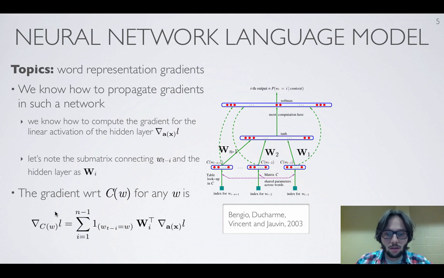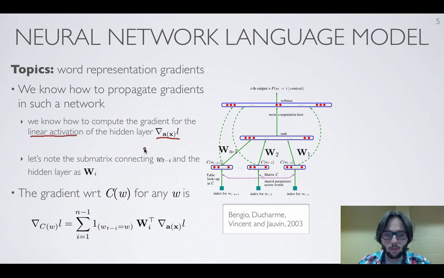Now, a few words about actually performing backpropagation in this model. Now, we already know how to compute the gradients of, in particular, the linear pre-activation of the hidden layer, which is just this. So L would be the loss we're optimizing. We're optimizing the negative log likelihood, so minus the log of the probability of the next word. And so with regular backpropagation, we're able to compute that gradient.